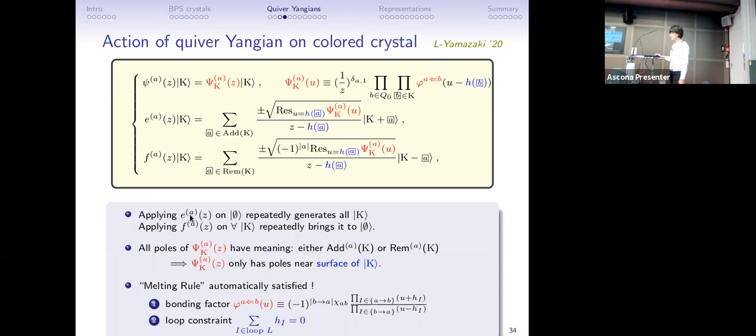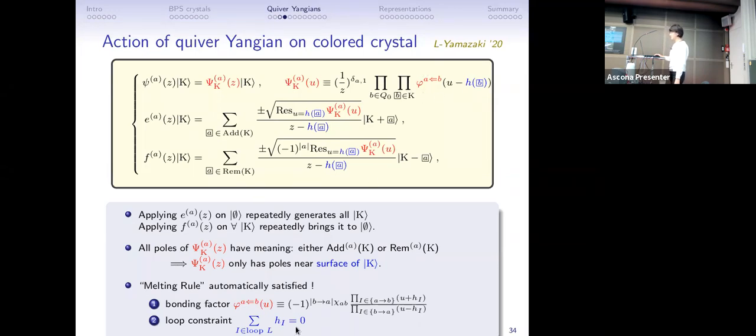What we want is exactly what happened for the plane partition case. If you apply E, you can generate the entire crystal, and when you apply F, you can reduce it to the vacuum. We also want all the poles to have a meaning: each corresponds either to a place you can add or a place you can remove. That means that when you grow this crystal, all the poles get pushed near the surface. So this is the ansatz. The only thing we haven't fixed is this bonding factor.